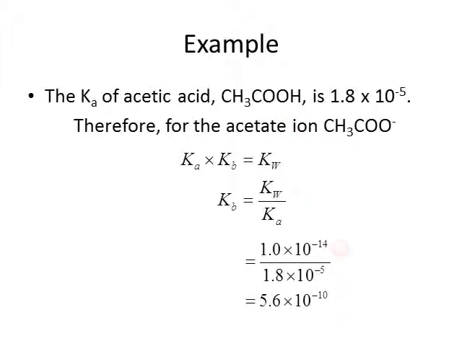And so I plug these numbers in, 1.0 times 10 to the minus 14 divided by 1.8 times 10 to the minus 5, and I get that the Kb, the base ionization constant of the acetate ion, is 5.6 times 10 to the minus 10.